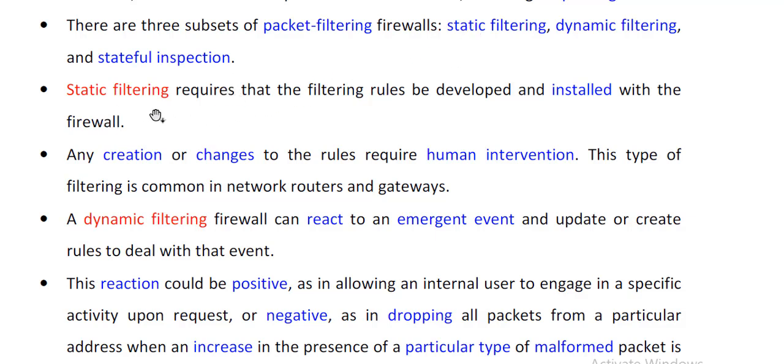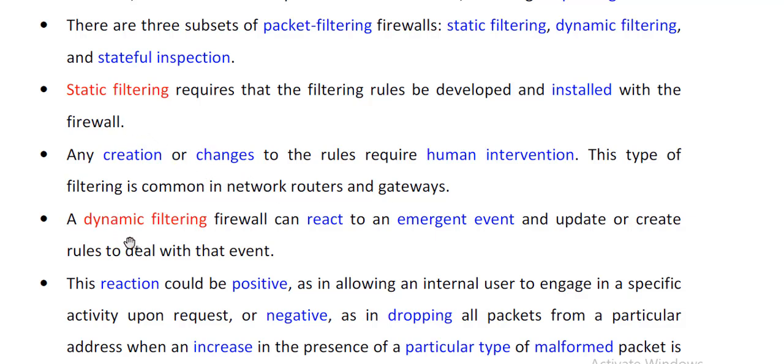For the static filtering, which is the first one, that's the simplest one, the firewall is installed and the rules are added to it usually in a manual way. So any creation, adding or changing of rules has to be done by human intervention, which means that the administrator will get into the software that runs the firewall and update the rules inside, or that table as we have seen above, the table of rules inside the firewall.